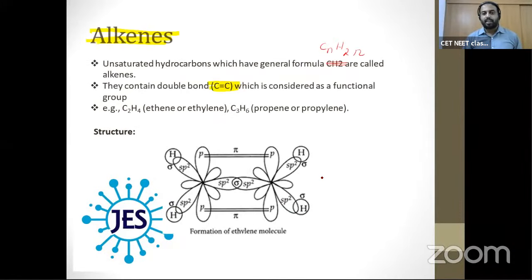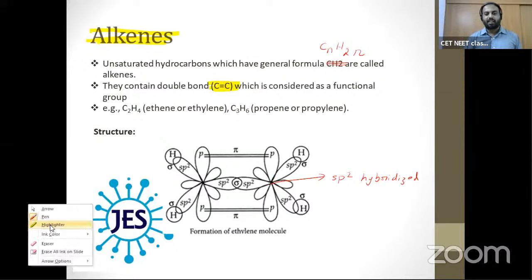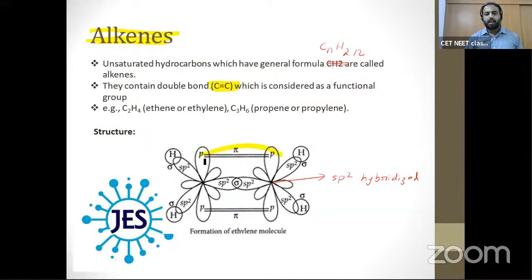Yeah, one more related to structure. Each carbon atom in an alkene is sp2 hybridized. That's the reason why each carbon atom will have one unhybridized p orbital. And have a look at this. These unhybridized p orbitals will overlap sideways, laterally. You know, lateral overlap, resulting in one pi bond.